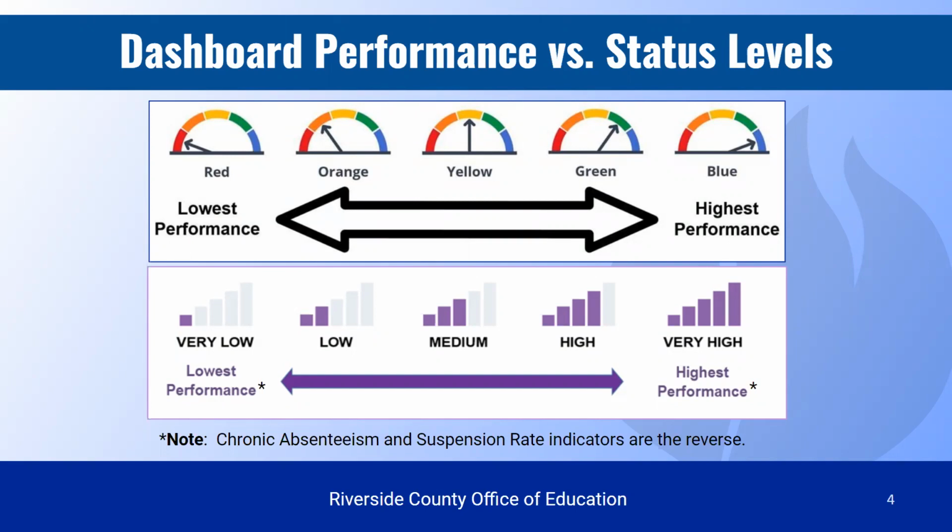It is also important to note that the suspension rate and chronic absenteeism rates are reverse indicators, meaning that very low is the highest performance, while very high is the lowest performance. Ideally, our students would have very low suspension rates and chronic absenteeism rates.